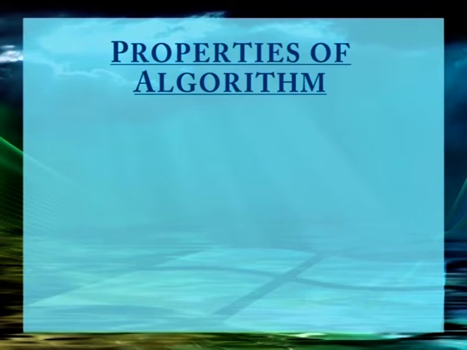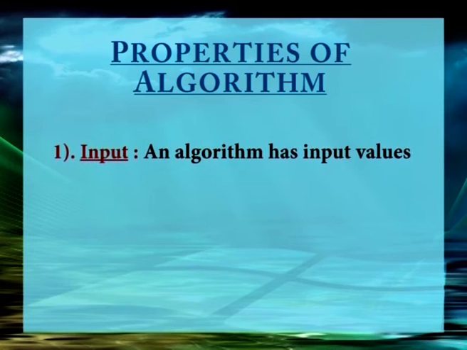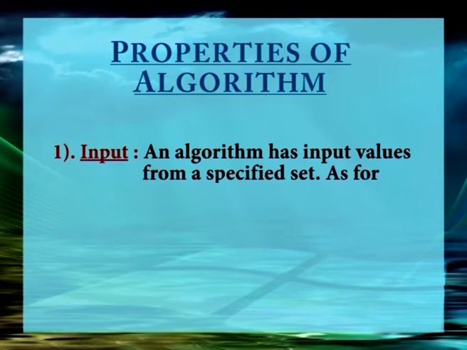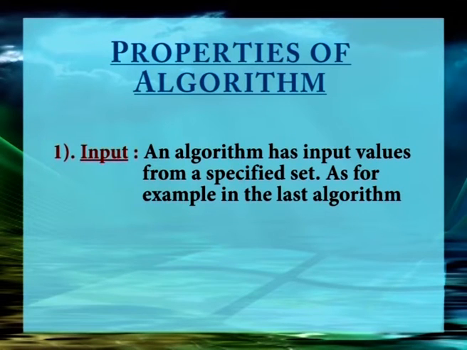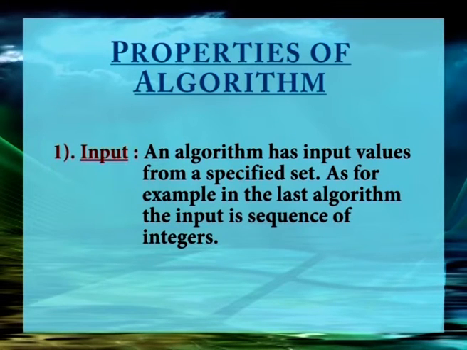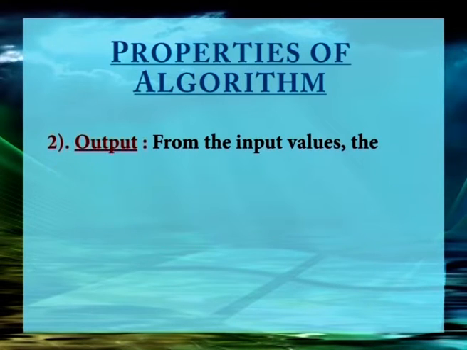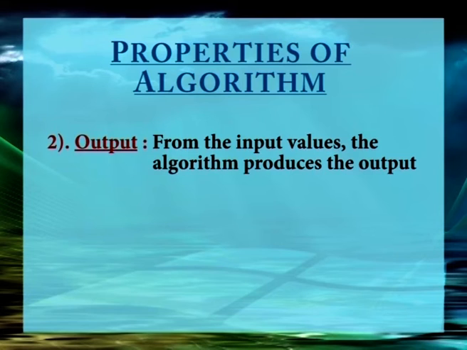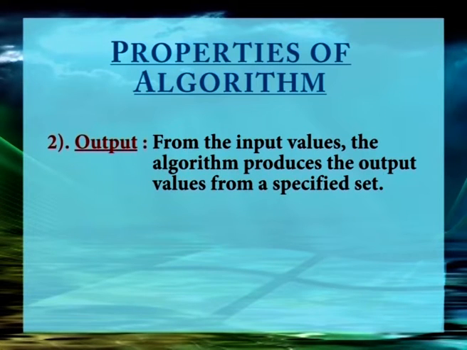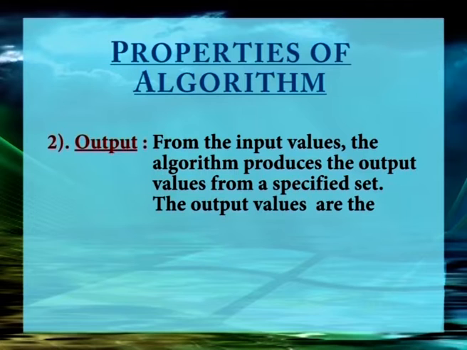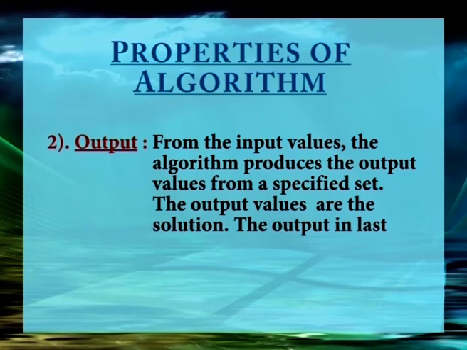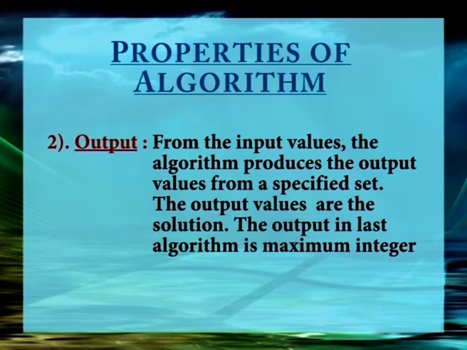All algorithms have the following properties. First, input. An algorithm has input values from a specified set, as for example, in the last algorithm the input is a sequence of integers. Second is output. From the input values, the algorithm produces the output values from a specified set. The output values are the solution. The output in the last algorithm is the maximum integer value.